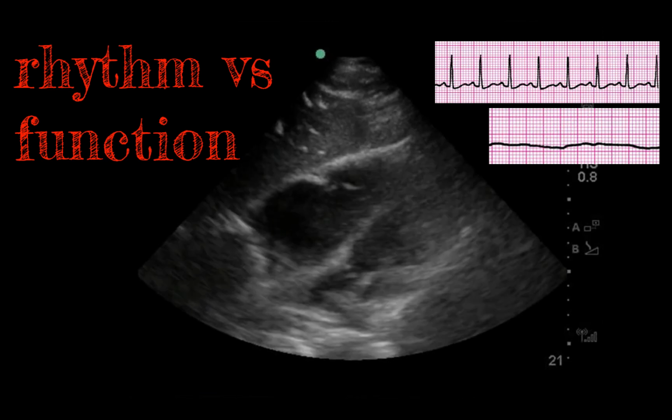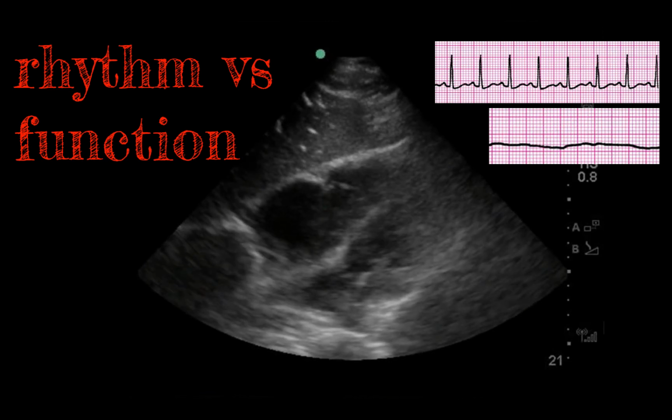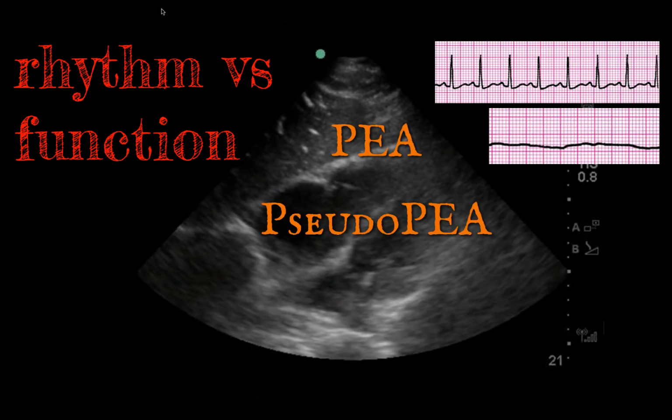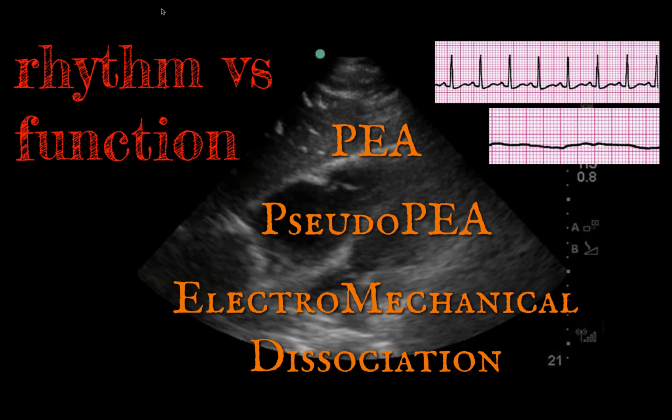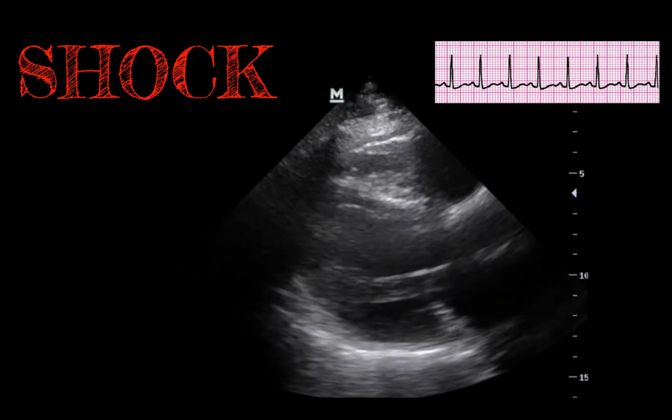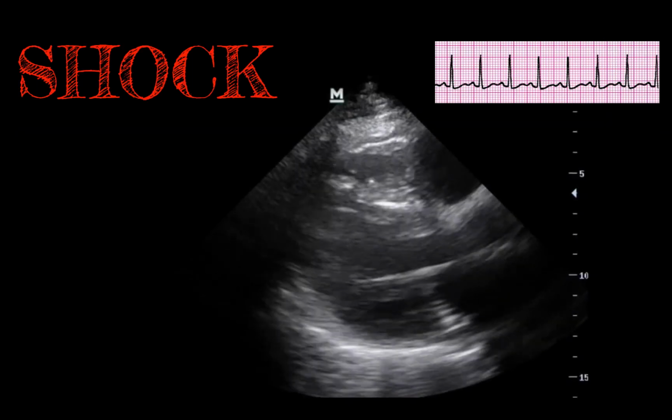There are a lot of fancy names for this phenomenon of myocardial contraction in pulseless patients, like PEA, pseudo-PEA, and my own personal favorite, old-fashioned electromechanical dissociation. But really, let's call a spade a spade. This is a patient in cardiogenic shock. So treat them the way you would any other patient in shock.